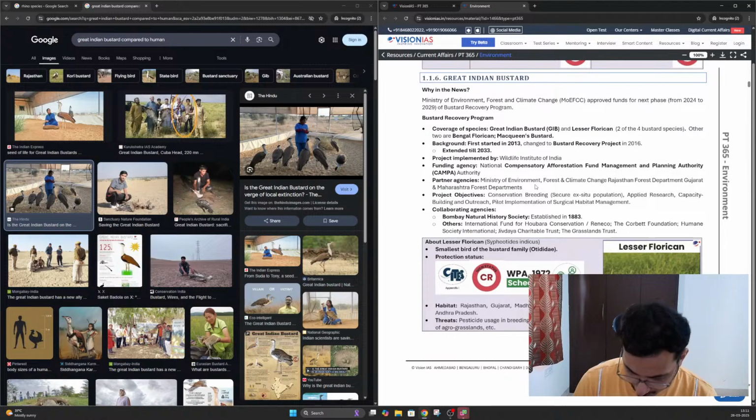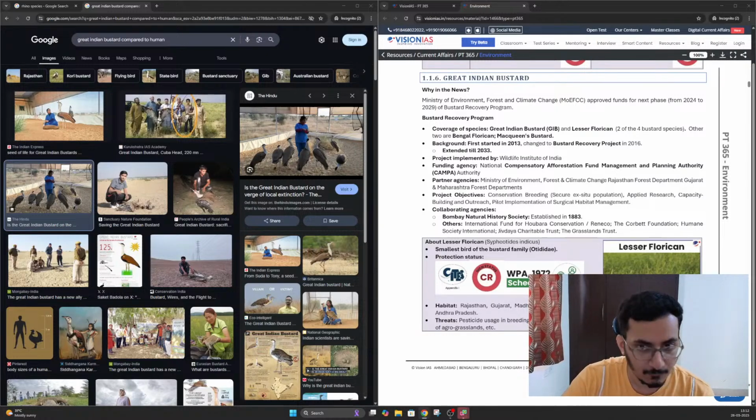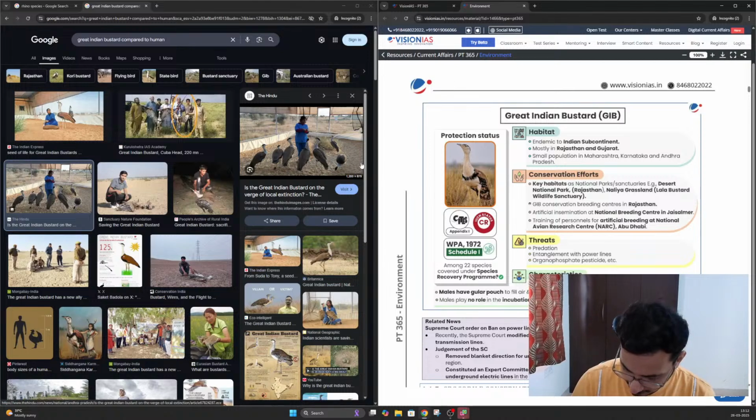There are mainly three bustard birds in India, and one comes in migration. This is the Great Indian Bustard. There is Lesser Florican and Bengal Florican. All three are bustard birds, and one of them comes in migration. Yes, they fly. It's definitely critically endangered.